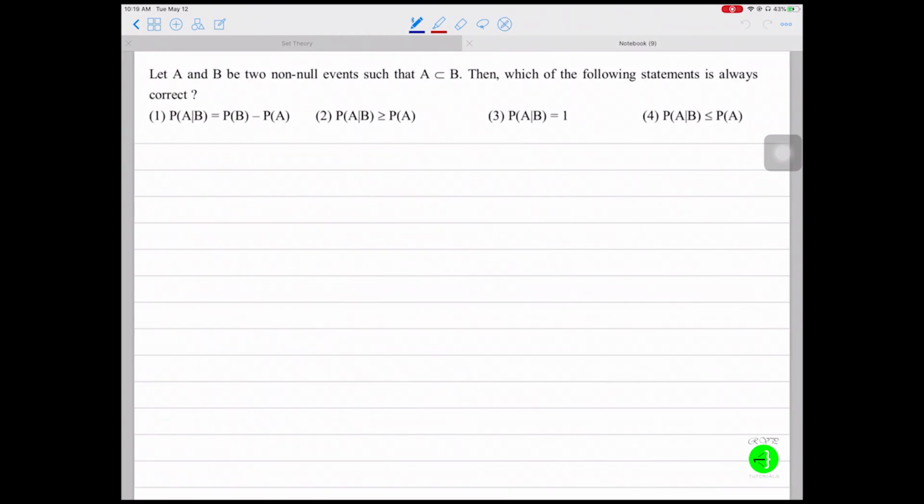Let A and B be two non-null events such that A is a subset of B, then which of the following statements is always correct? So we know that A is a subset of B, and we also know that A is not equal to B.